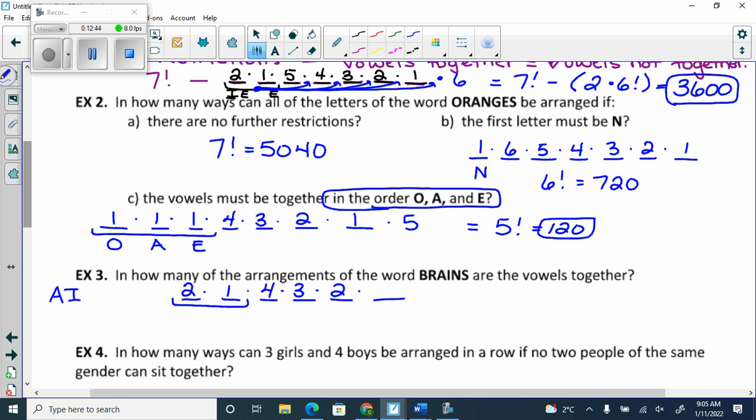And then? Now the only time people error most often on these ones is when it says vowels have to be together at the front and you guys ignore it and then you times it by 5. If it said together at the front, you'd be done, right? You wouldn't times it by 5. So this is going to be 2 times 5 factorial, which is 240.